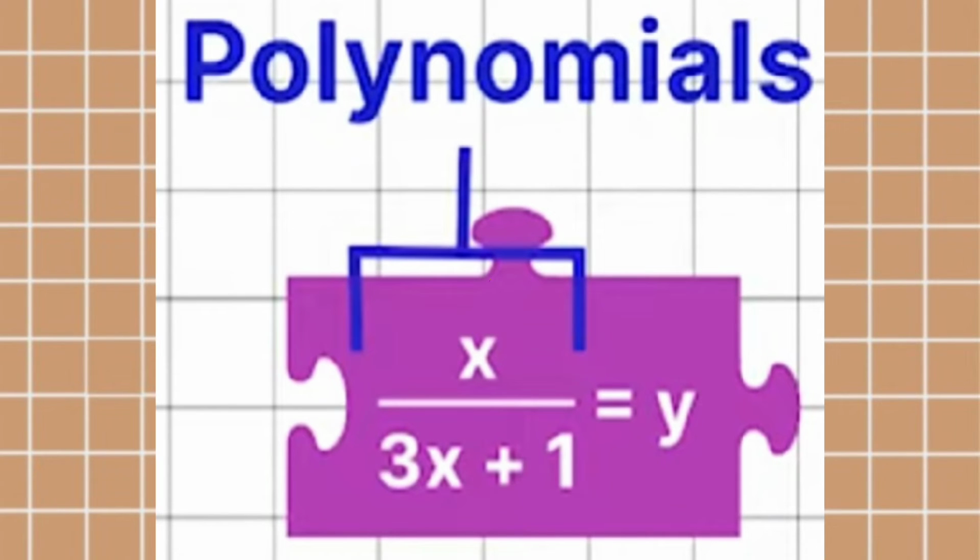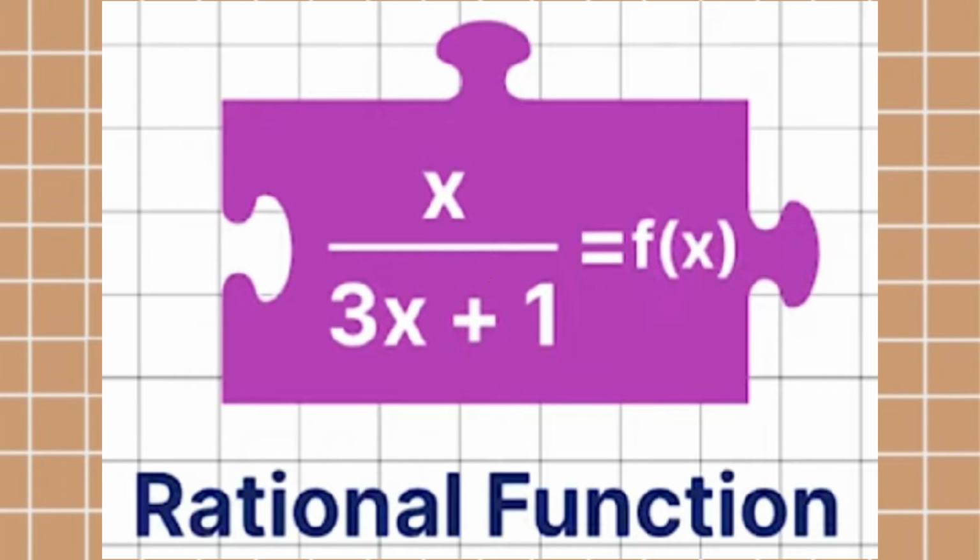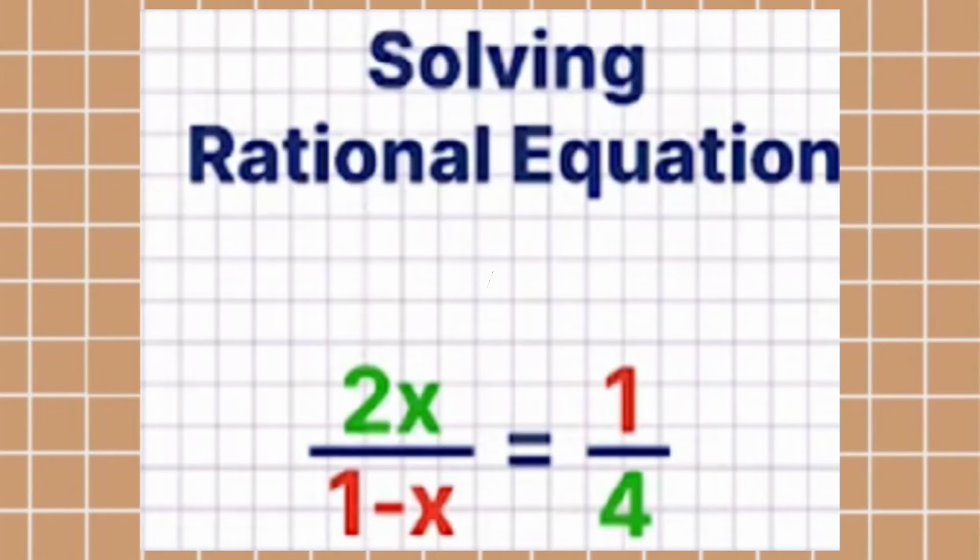Since x and 3x plus 1 are polynomials and are expressed as a ratio, and it is equal to y, another notation for f of x, then we say that this is a rational function. Let us try solving the rational equation and inequality. Having the equation 2x over 1 minus x equals 1/4.